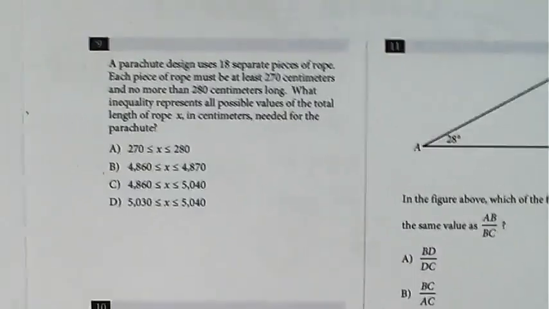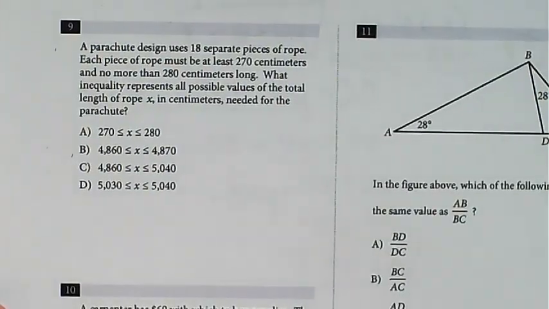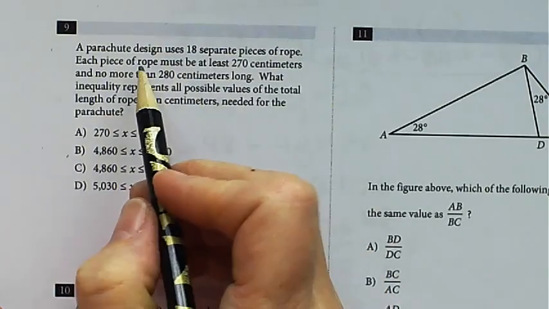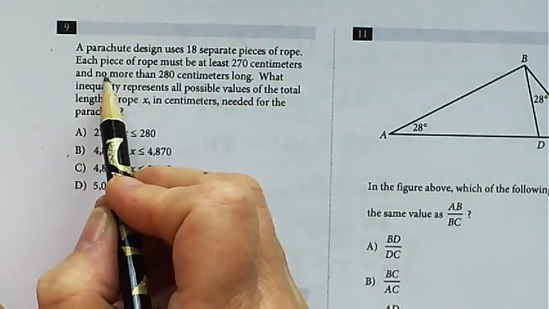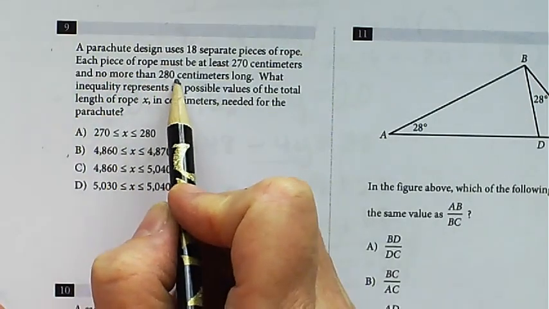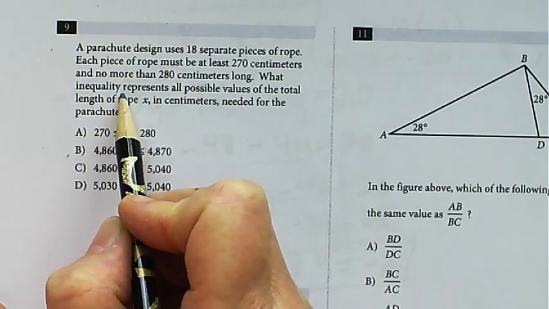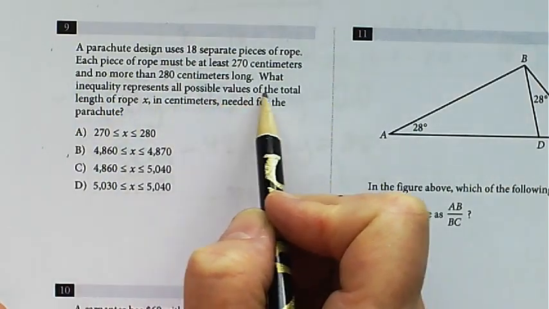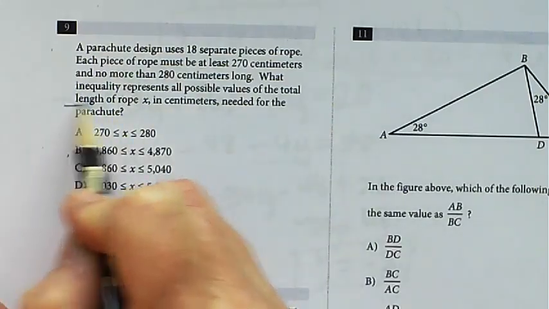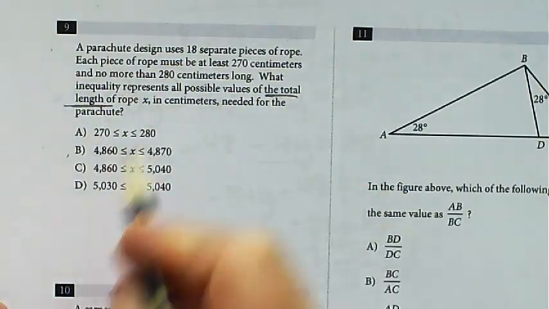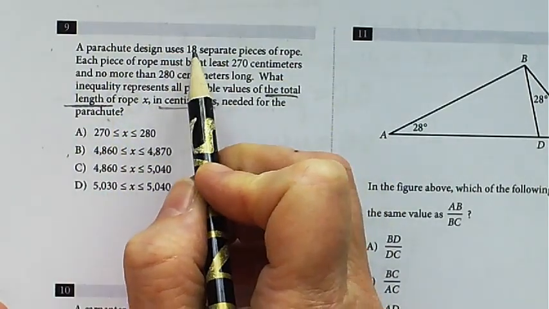Number 9, a parachute design uses 18 separate pieces of rope. Each piece of rope must be at least 270 centimeters and no more than 280 centimeters long. Which inequality represents all possible values of the total length of the rope, in centimeters, needed for the parachute?